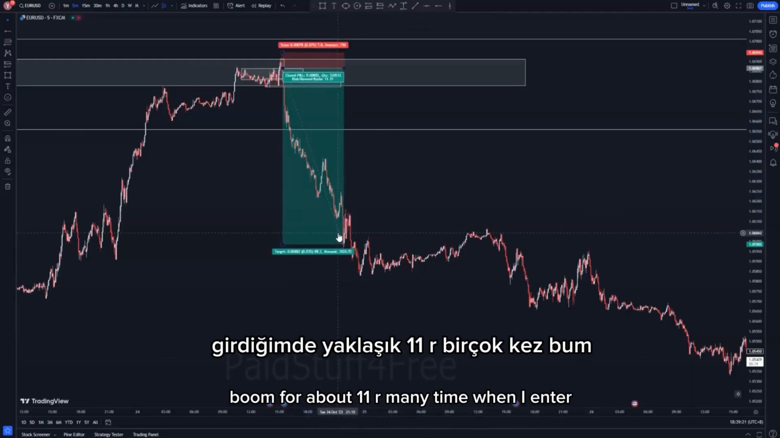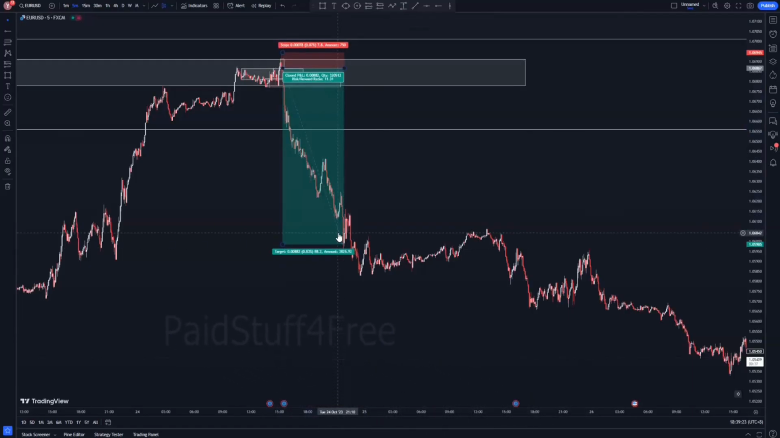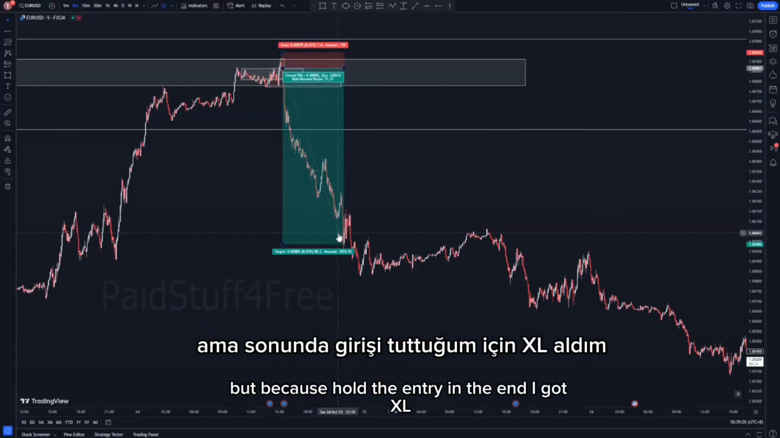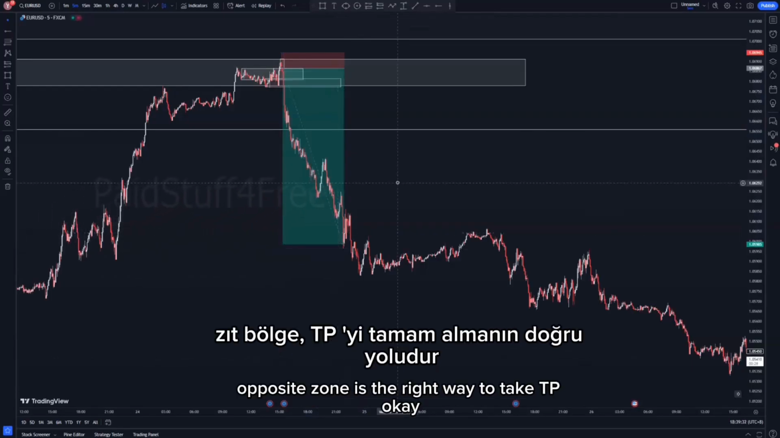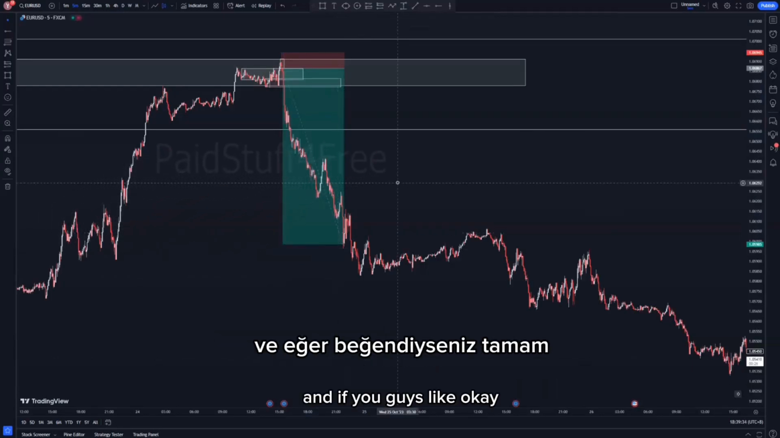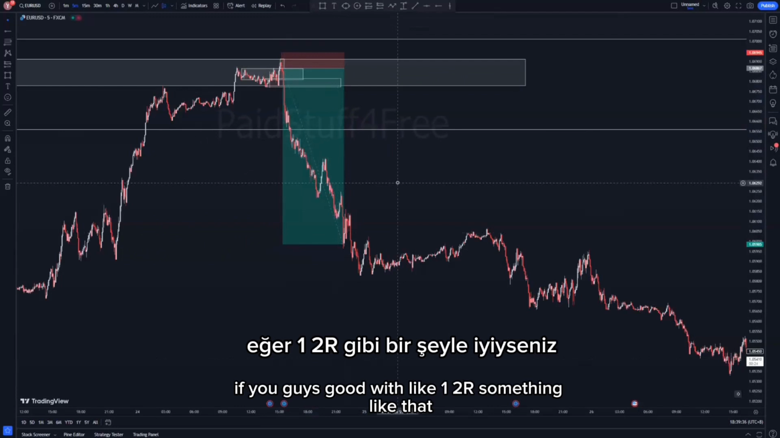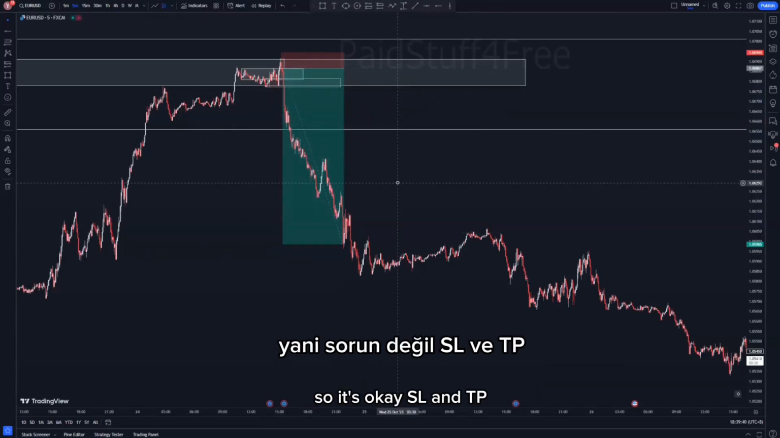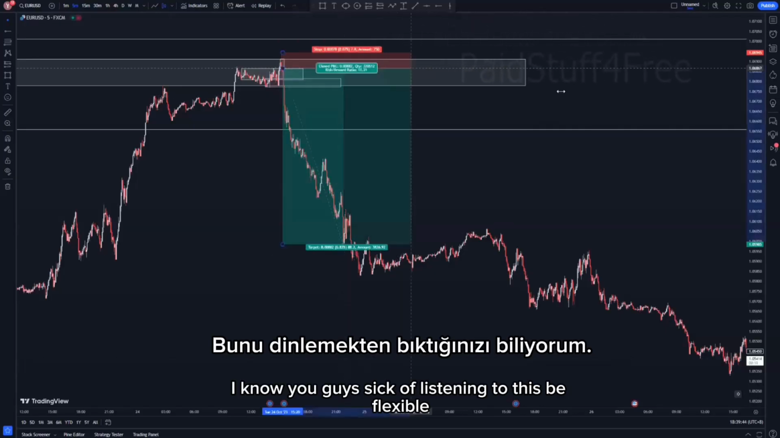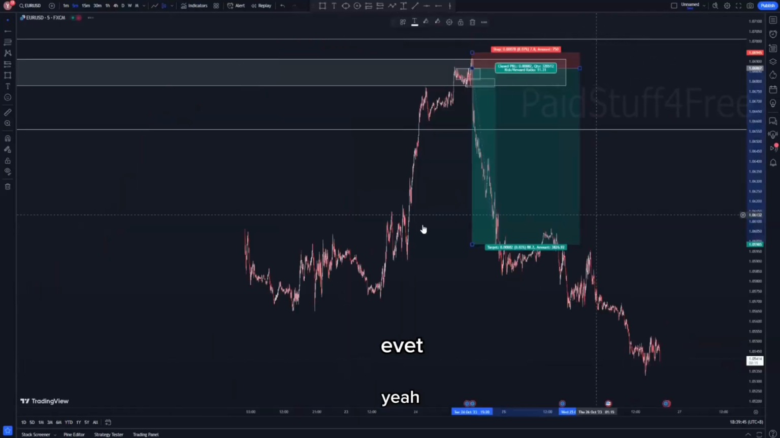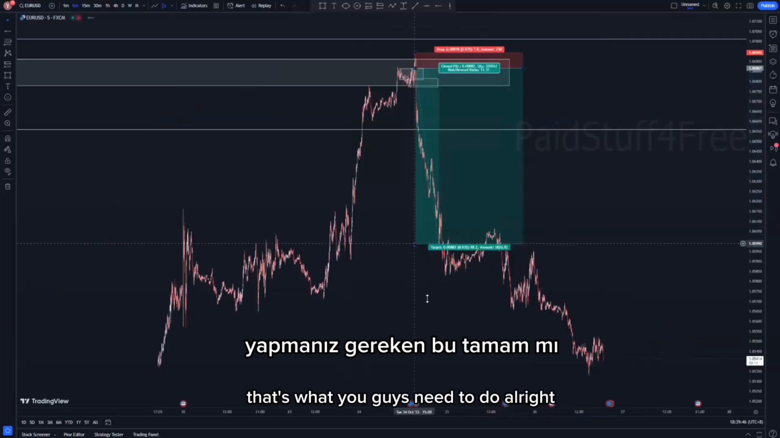Many times when I enter, I profit, but because I hold the entry, in the end I got SL. What is the right way to take TP? The opposite zone is the right way to take TP. And if you guys are good with 1-2R, something like that, it's okay. SL and TP, we need to be flexible. I know you guys are sick of listening to this. Be flexible, be flexible. But that's what you need to do, right?